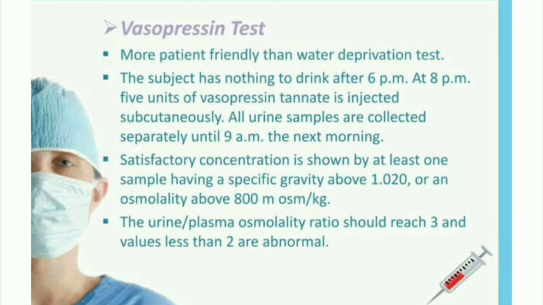Vasopressin test, more patient friendly than the water deprivation test. The subject has nothing to drink after 6 p.m. At 8 p.m., 5 units of vasopressin in oil is injected subcutaneously. All urine samples are collected separately until 9 a.m. the next morning. Satisfactory concentration is shown by at least one sample having a specific gravity above 1.020 or osmolarity above 800 milliosmoles per kg. The urine to plasma osmolarity ratio should reach 3; values less than 2 are abnormal.